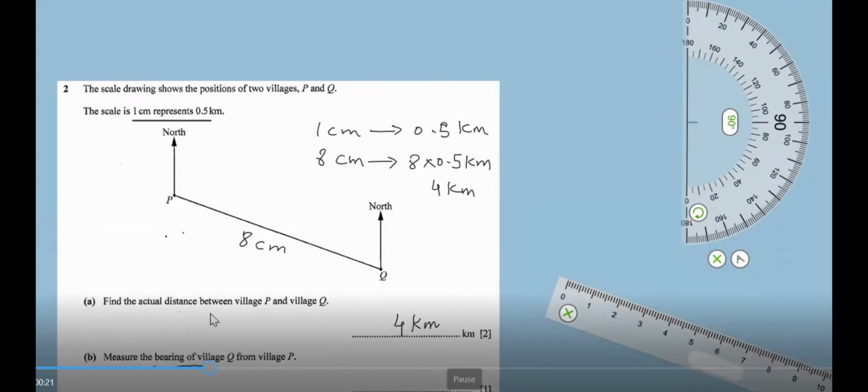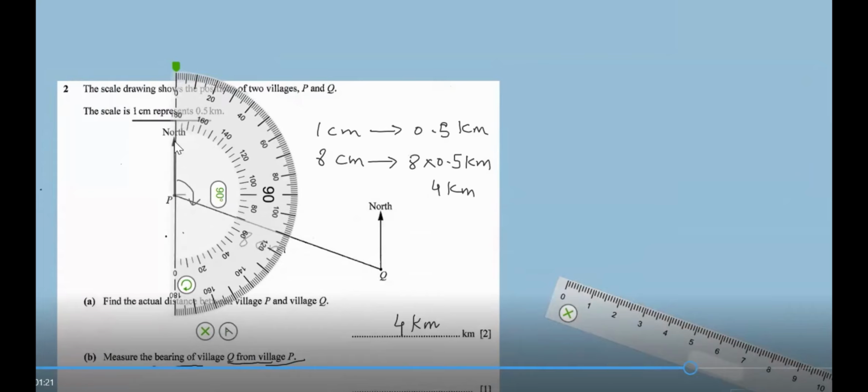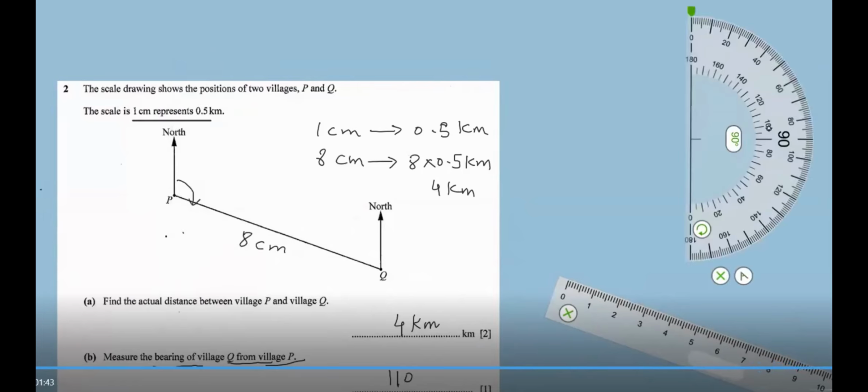Part B: the bearing of Q from P, measured from the north at P towards Q in the clockwise direction. We can calculate this angle by using the protractor. Look here, the angle from the north towards PQ. This is 110, the angle from the north towards Q in the clockwise direction. And this is the bearing of Q from P. We write the angle 110. This is the answer.